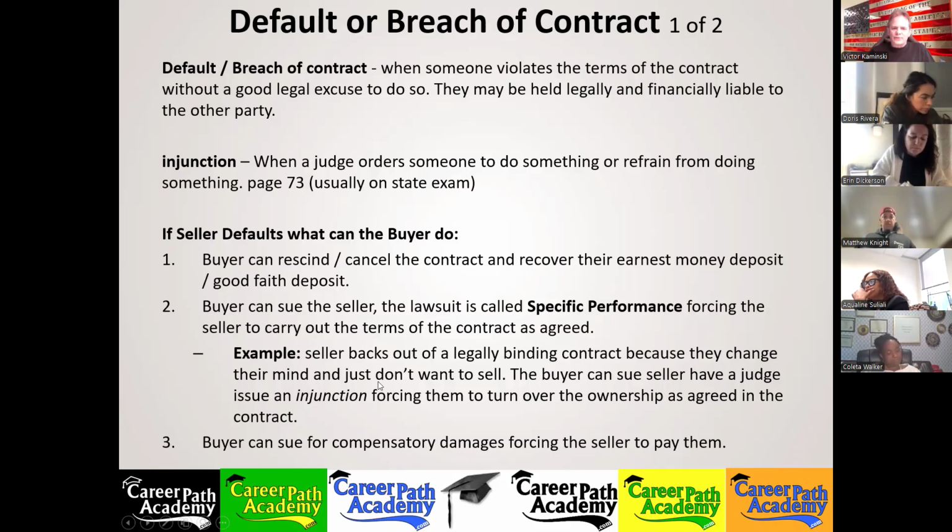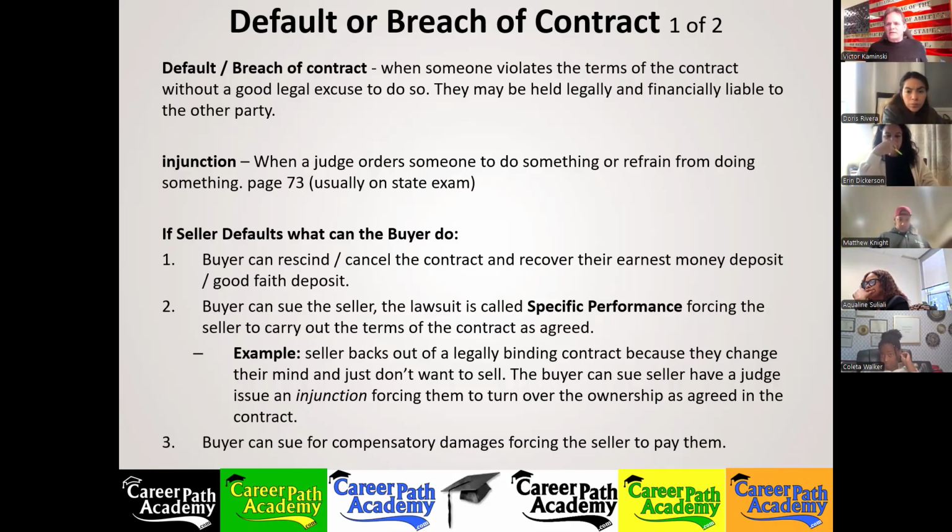Now, here's an example I put in here. The seller backs out of the contract on the day of closing, right? The last possible minute. They show up to the closing, you think they're ready to sign the contracts, and the buyer's ready to move in. They've got all their stuff in a moving truck, ready to move right in, right? And then the seller says, yeah, I don't know.